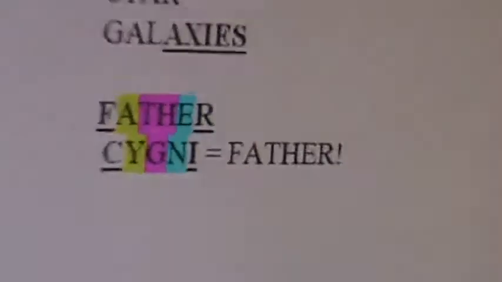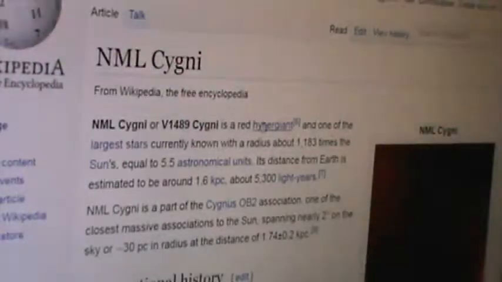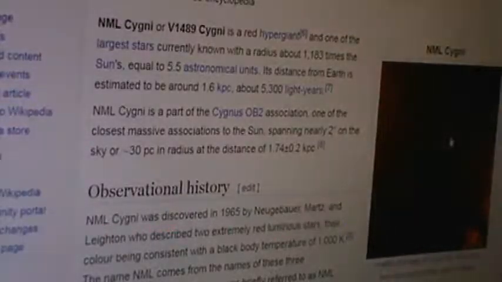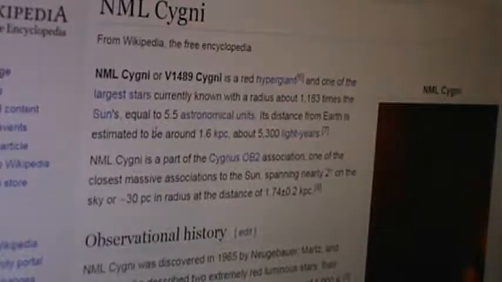So what is Cygni in the sovereignty of God? Remember, you're staring at the mind of God when you solve this stuff. Cygni is one of the largest stars in the universe. They tried to photograph it. NML Cygni is a red hypergiant, one of the largest stars currently known, with a radius about 1183 times the Sun. Wow. It's a part of a Cygnus association, one of the closest members.